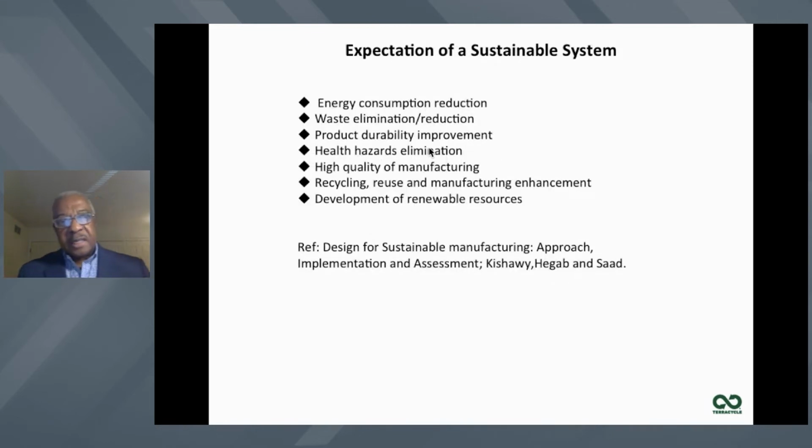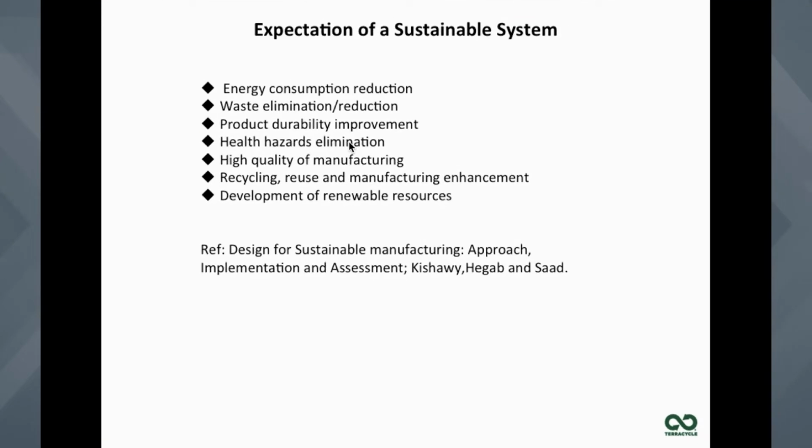What is expected from a sustainable system? I'll go through this list just to make sure that one can listen and get some idea of what they can do in their own cases. Energy consumption reduction is one. Waste elimination and reduction. Product durability and improvement. Health hazard elimination. High quality of manufacturing. Recycling, reuse, and manufacturing enhancements, and development of renewable resources.